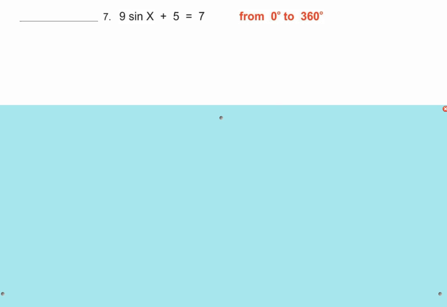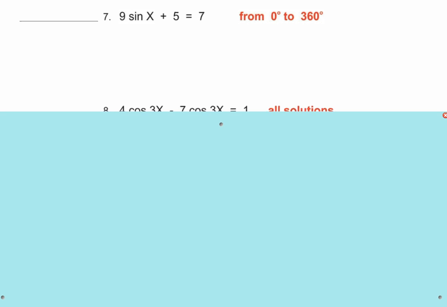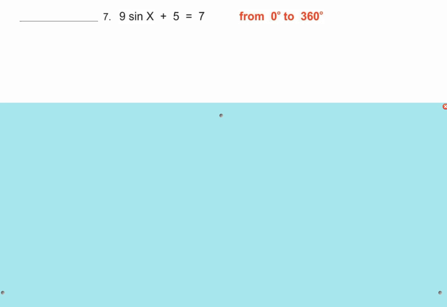All right, so we've done now all of them. All right, so now you get to number 7. Go ahead and find the values of this trig equation from 0 to 360.